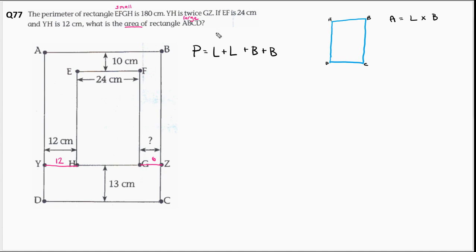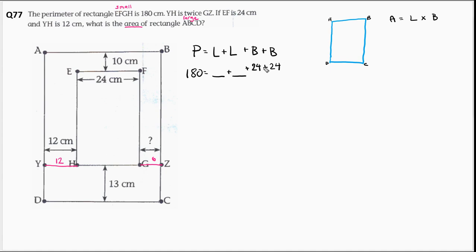So we want to work out the perimeter of the small rectangle. What have we got so far? Well, we have the breadth of this rectangle, so we can put in 24 plus 24. And we have the total length. We've got that 180 equals something plus the same amount again plus 24 plus 24.